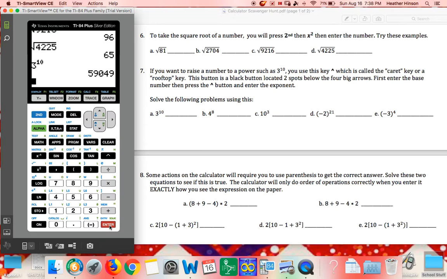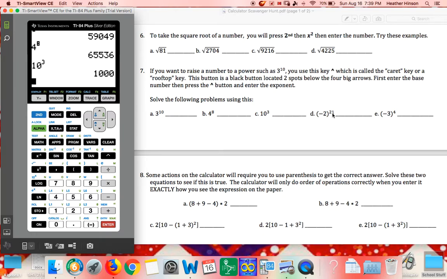You can do it again for B. We put in our number first, 4. We hit this little rooftop caret key. That'll take us to the exponent. And then we put in our exponent of 8. And then you just hit enter. Okay, for C, we have 10, so it works for 2 digits too. Put in your little rooftop button. And then we want to take it to the 3rd power. So we're going to put in 3 and just hit enter.